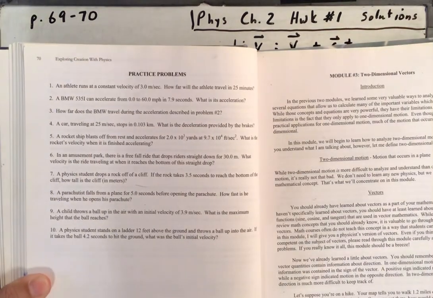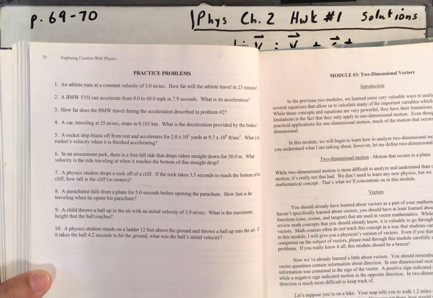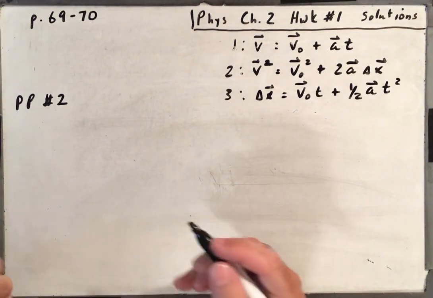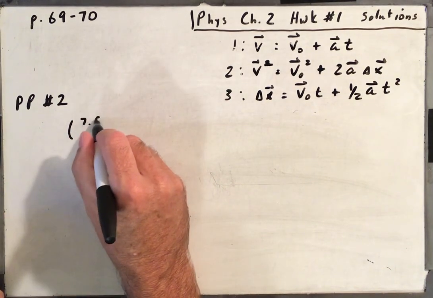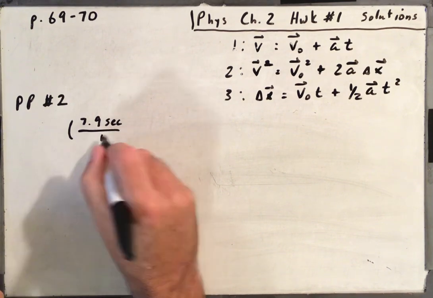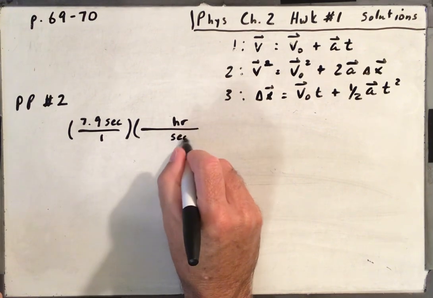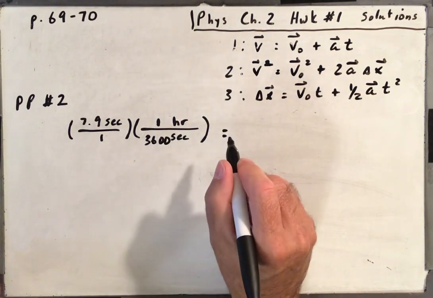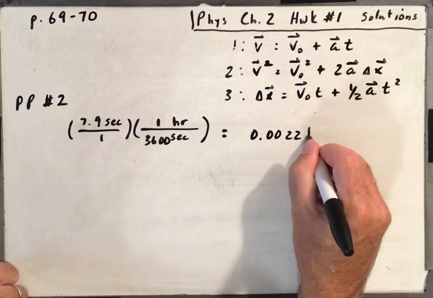It says a BMW 535i can accelerate from 0 to 60 miles an hour in 7.9 seconds. What is its acceleration? Well, we have to decide what we're going to convert here because we have seconds and hours. Probably the easiest conversion is to take that 7.9 seconds and convert that to hours. So hours on top, seconds on bottom, 1 and 3,600 seconds in an hour. Your fancy calculator tells you that's 0.0022 hours.